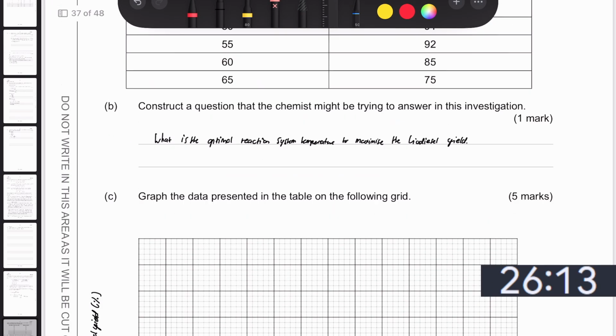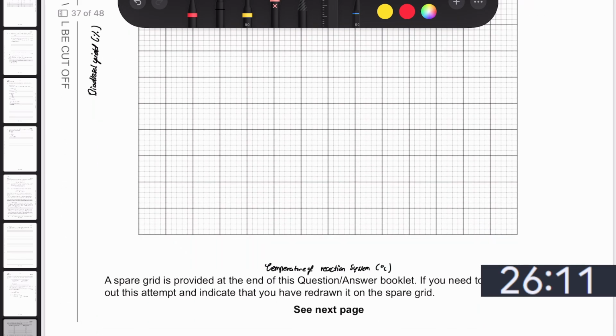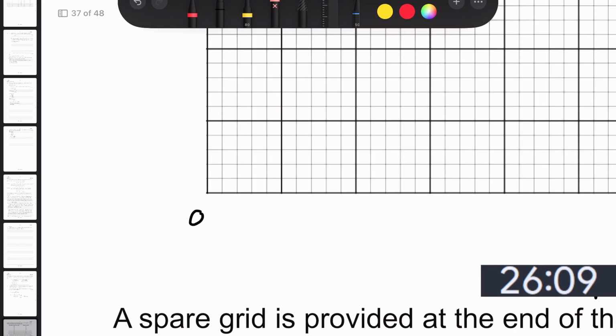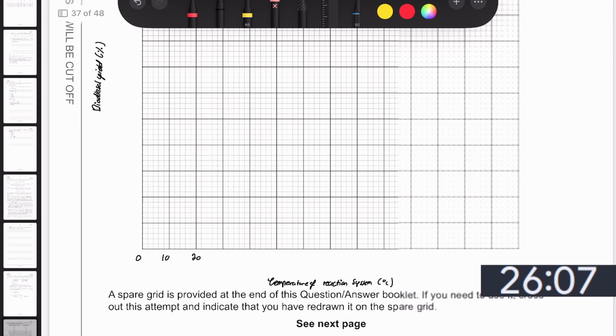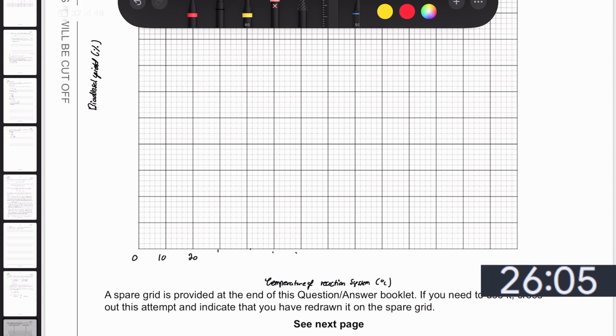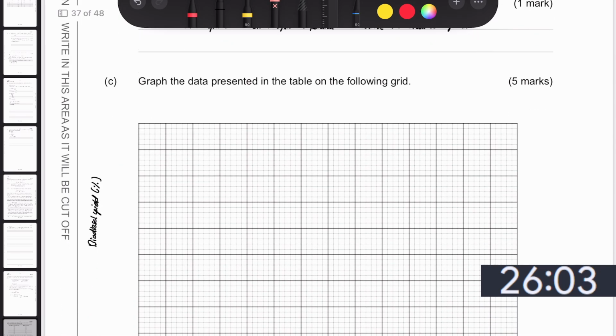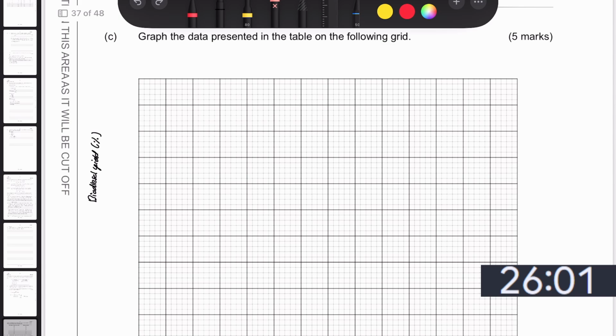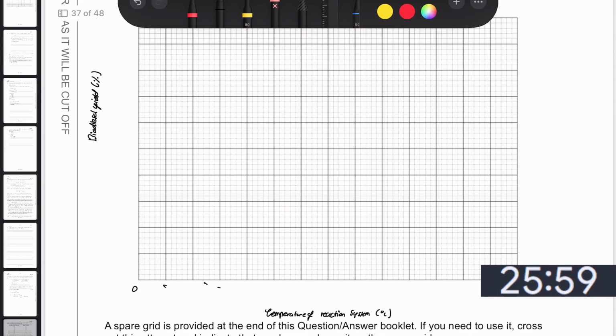Okay. Then we're going from 20 to 60. So I could probably just do this in 10 intervals. Ooh, 5 intervals. Okay, nice. So I'll do 5-degree intervals.